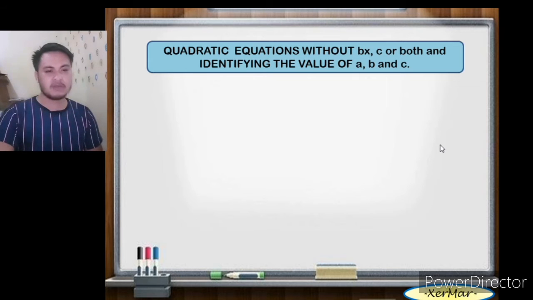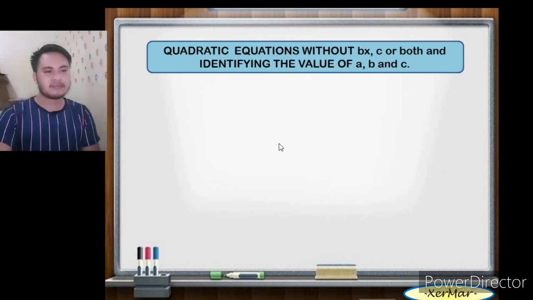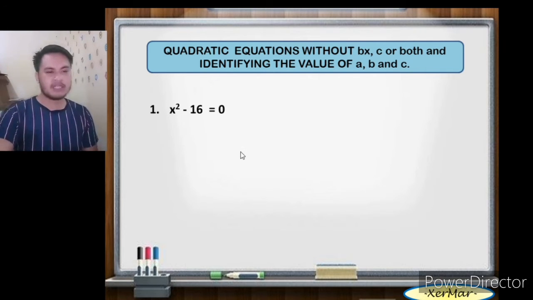Quadratic equations without B, X, C, or both. Meaning to say, without the linear term, the constant term, or both linear and constant terms missing or lacking, and identifying the value of A, B, and C. So we have number 1, x squared minus 16 equals 0.